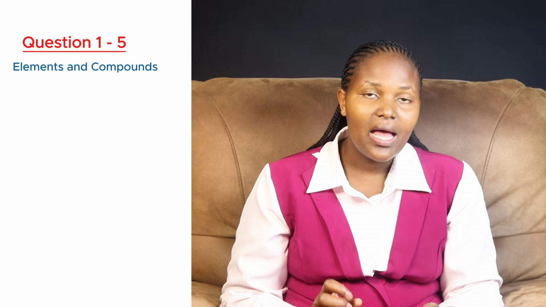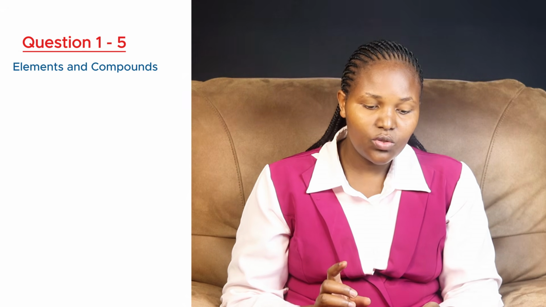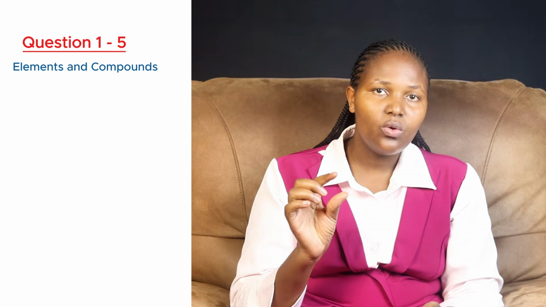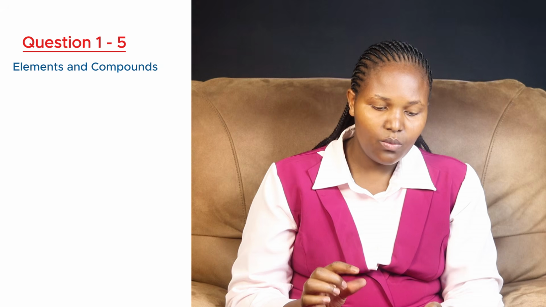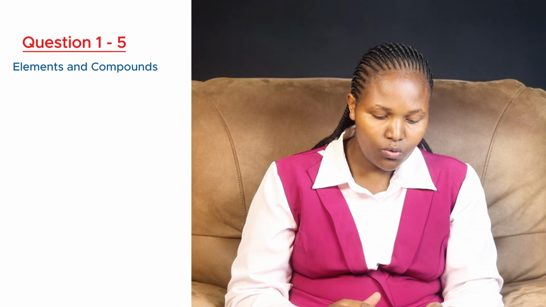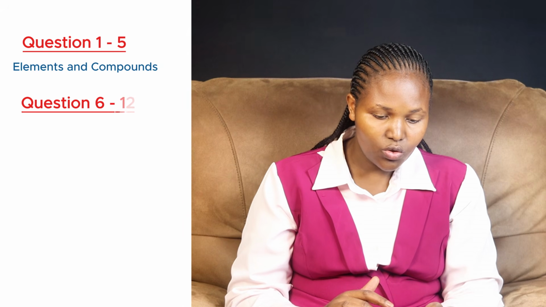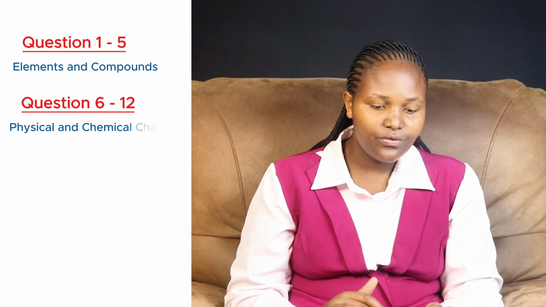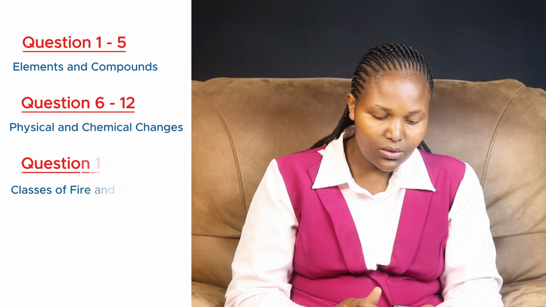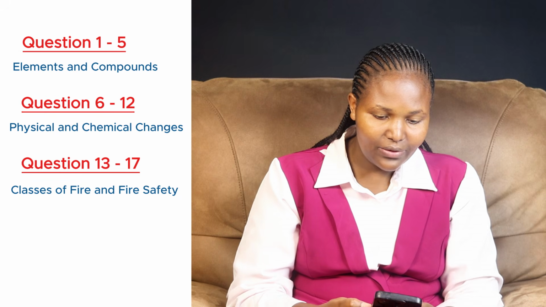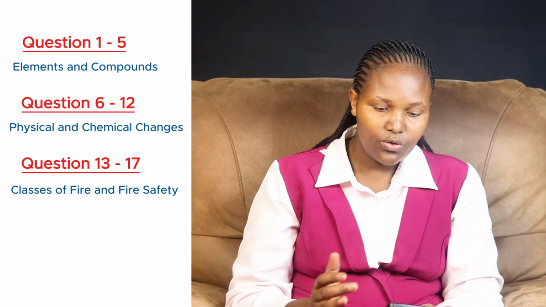Let me first explain that for questions 1 to 5, we were looking at elements and compounds. I have organized these questions in a way that we are evaluating one topic after another. So we were looking at elements and compounds from 1 to 5, and then from question 6 all the way to question 12, we are going to be looking at physical and chemical changes. After that, we are going to look at classes of fire and fire safety. So I hope that you get this.